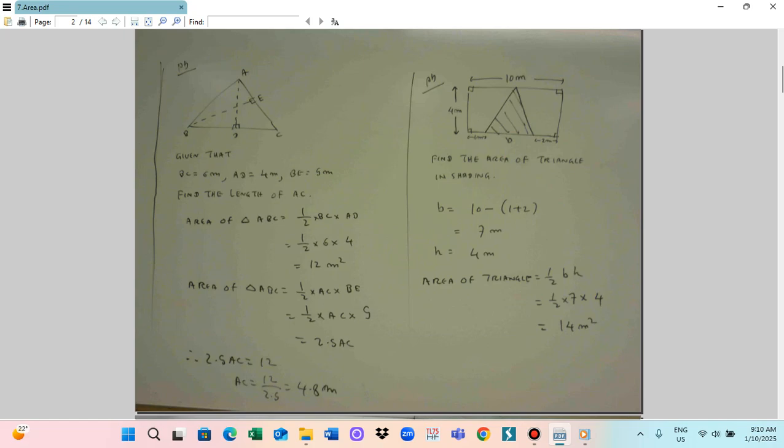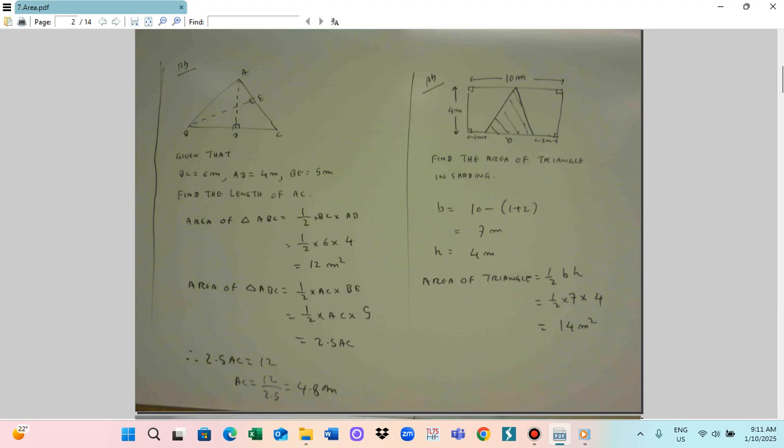Given that BC is 6 meter, AD is equal to 4 meter, BE is 5 meter, we have to find the length of AC. The area of a triangle you can calculate in 2 ways. Area of triangle ABC: BC is the base and AD is the height. So half multiply BC multiply AD. BC is 6 meter, AD is 4 meter, so this is 12 meter square, the area of triangle ABC.